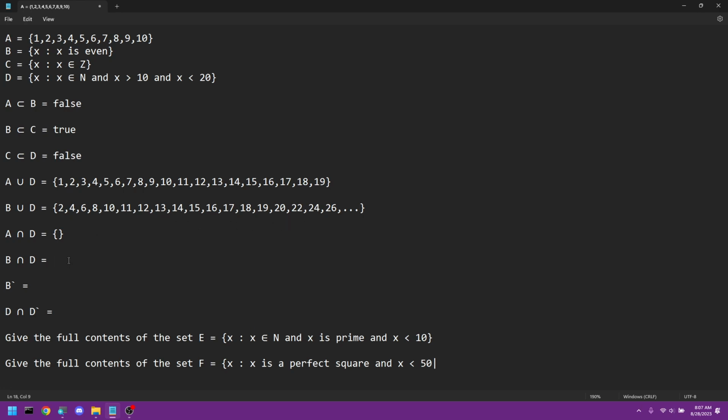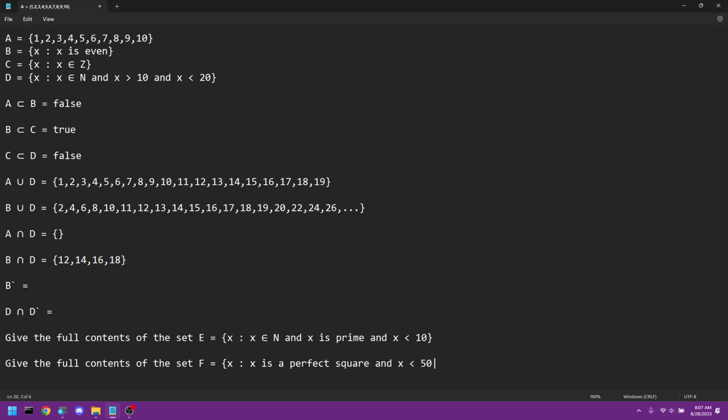So now let's come back here to the union of B and D, or the intersection of B and D, rather. So the intersection of B and D is things that are in both of these sets. And this is going to be even numbers between 11 and 19. So 12, 14, 16, 18.